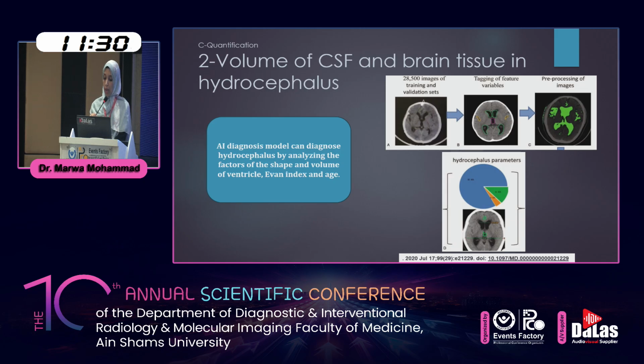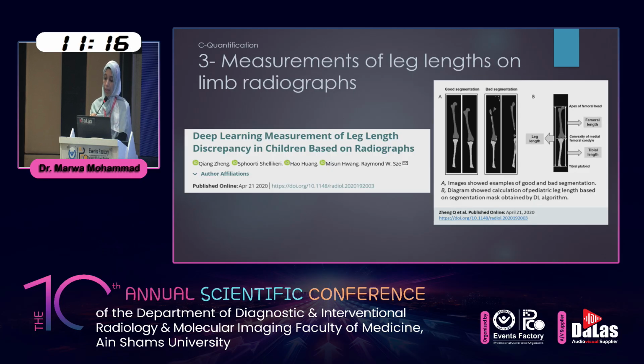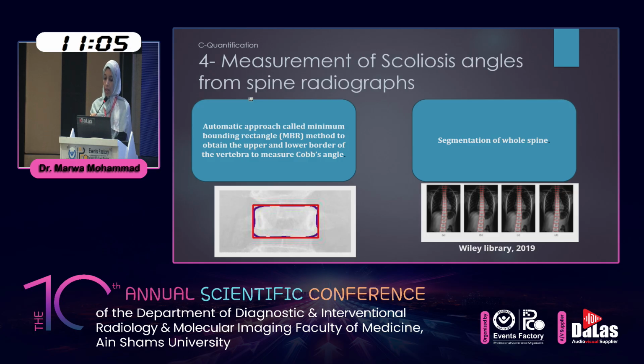Volume of CSF and brain tissue in hydrocephalus. An AI diagnosis model can diagnose hydrocephalus by analyzing the factors of the shape and volume of ventricles, Evans index, and age. Measurements of limb lengths on limb radiographs, as in this paper, deep learning measurement of leg length discrepancy in children based on radiographs. Measurement of scoliosis angles from spine radiographs: an automatic approach called the minimum bounding rectangle, MBR, method to obtain the upper and lower borders of the vertebrae to measure Cobb's angle. Also, segmentation of the whole spine.